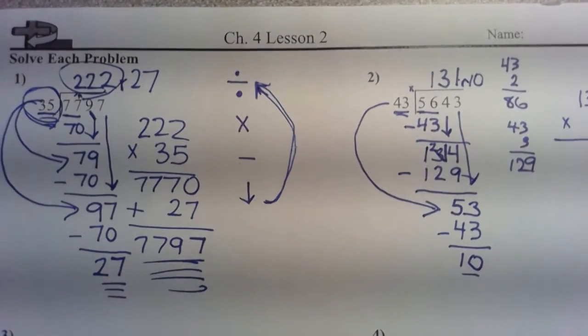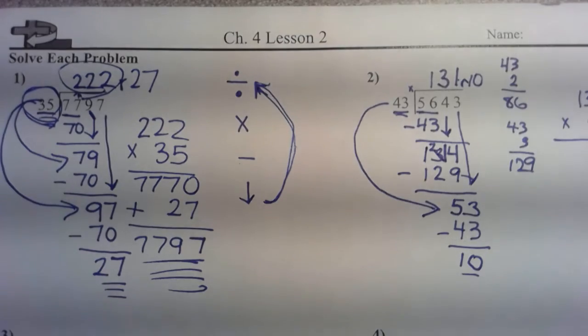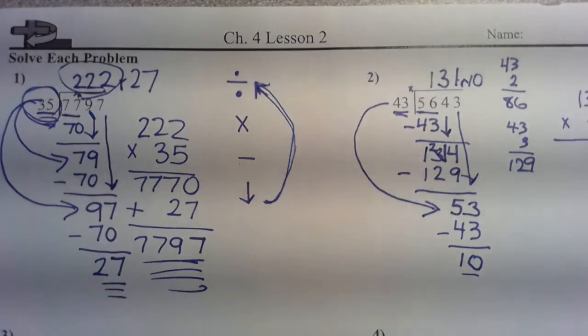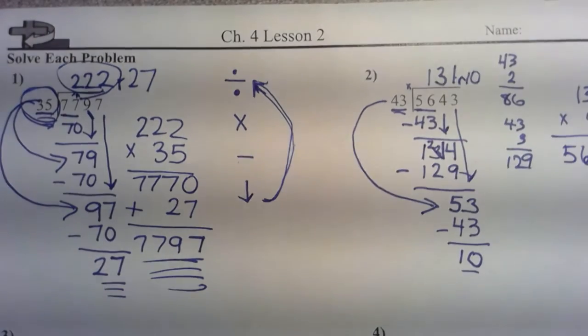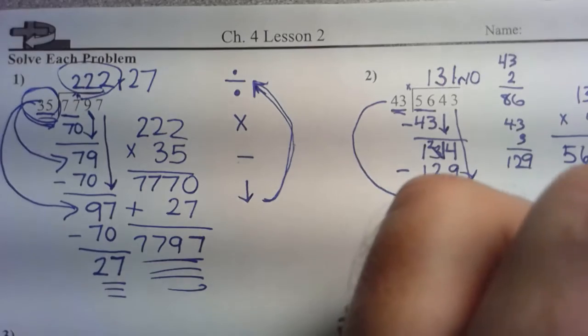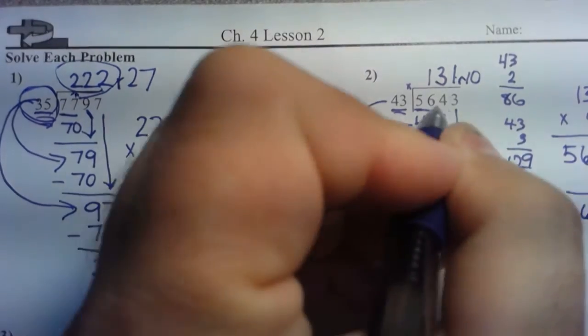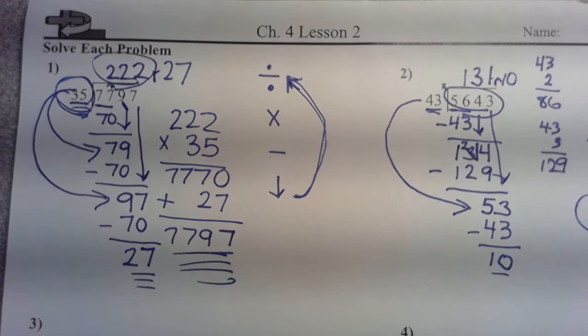So if I do my check, 131 times 43. Use my trusty calculator again. We're going to cheat today. 131 times 43. We're going to get 5,633. What do I do with my remainder? Add it. Which gives me 5643, which is 5643. So we're done. Again, we check it.